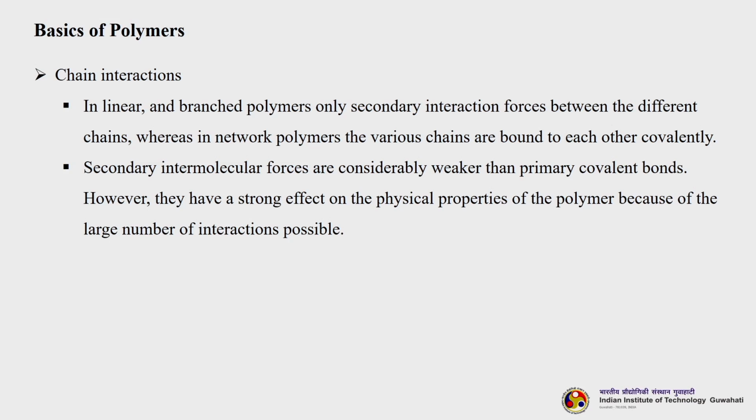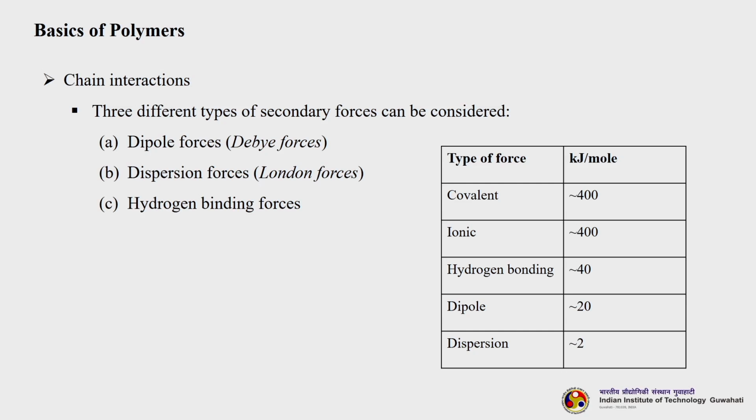Secondary intermolecular forces are considerably weaker than the primary covalent bonds. However, they have a strong effect on the physical properties of the polymer because of the large number of interactions that is possible. So, three types of secondary forces can be considered. The first one is dipole forces, also called Debye forces. The second one is dispersion forces, also known as London forces, and the third one is the hydrogen bonding forces. Here in the table you can see the different types of forces and their energy in kilojoules per mole: covalent, ionic, hydrogen bonding, dipole and dispersion. You can see covalent is the strongest in terms of energy, and dispersion is the smallest.